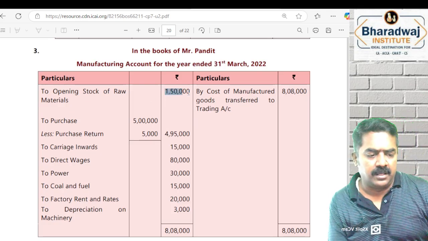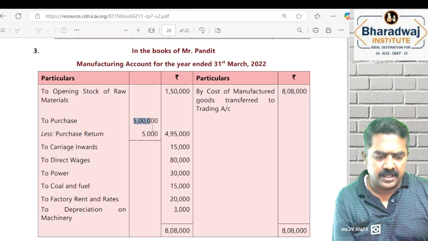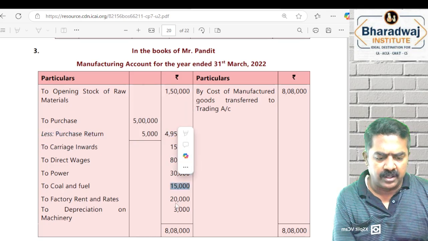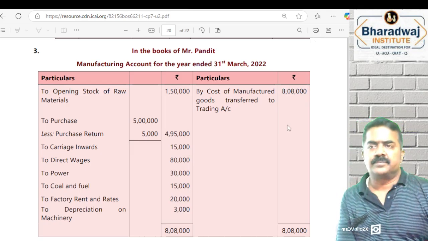Opening stock of raw material 1,50,000. Purchase minus returns. Carriage inwards ஐ அதோட add பண்ணிக்கலாம். Wages, power, coal and fuel, factory rent and rates, depreciation on machinery will come. Cost of goods manufactured 8,08,000.